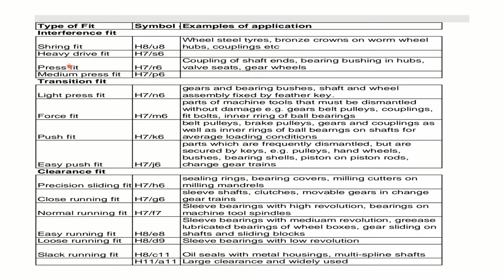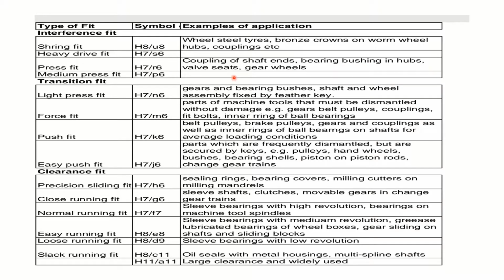Then press fit. Press fit is basically required in every type of coupling you are using, and in the coupling at the shaft end. When you are using a saddle key, sunk key, or feather key, at that time you require the press fit. A very good example of press fit is the coupling from the shaft ends. You can go through it with any type of coupling, and also in gear wheels, bearing bushings in hubs, and valve seats.